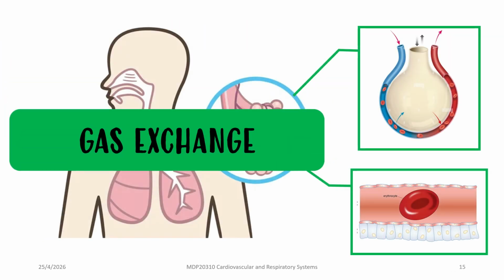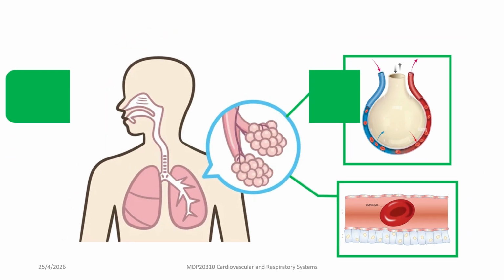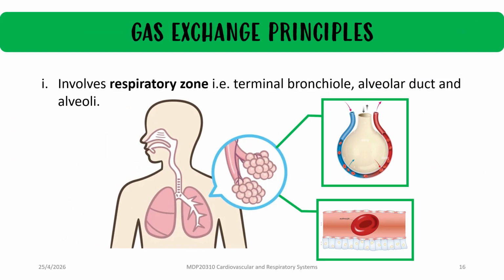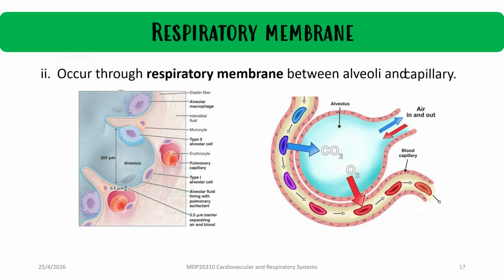So now let's move to the gas exchange. Once the inspired air reaches the alveoli, an exchange will occur. This exchange occurs in the respiratory zone, mainly in the alveoli. The respiratory membrane is extremely thin, and this will allow a rapid diffusion of gases from alveoli to blood vessels and vice versa.